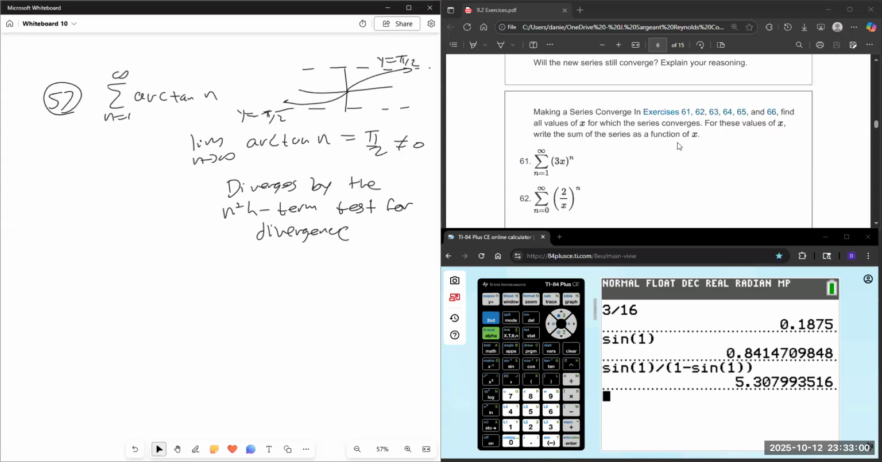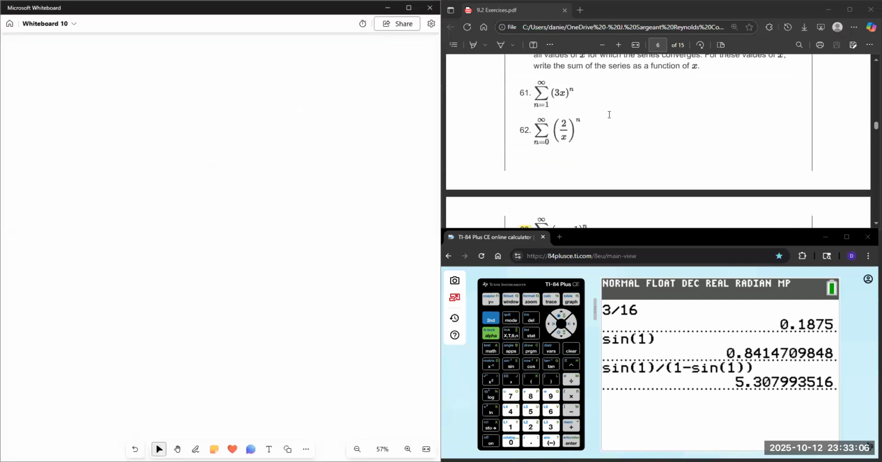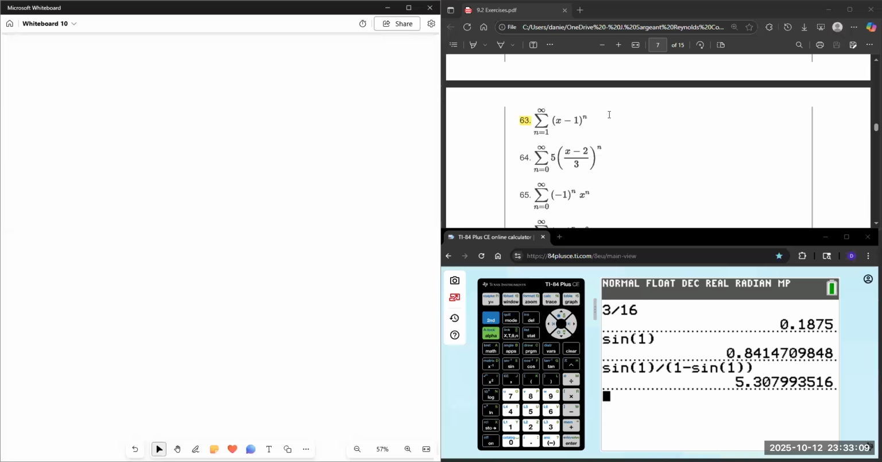63. Told to make the series converge. This is going to be more like what we're going to do at the end of this chapter. We're going to have something called power series, and they're going to look like this, and we're going to test for what's called the interval of convergence. But for right now, we can rewrite this as the sum from n equals 0 to infinity of x minus 1 times x minus 1 to the n. And so that'll be geometric in the right form.